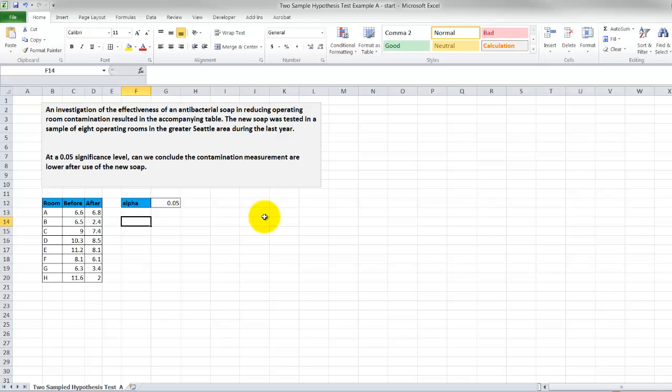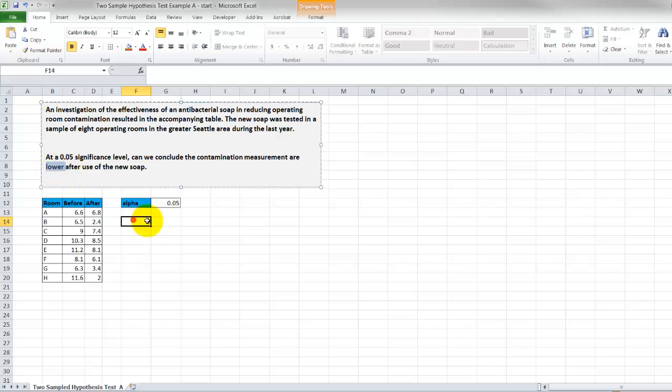We need to try to identify a keyword in this particular problem, and I always recommend identifying that keyword and then letting that guide what hypothesis statement you're actually going to write. Okay, so the keyword here is lower. So the keyword is lower.